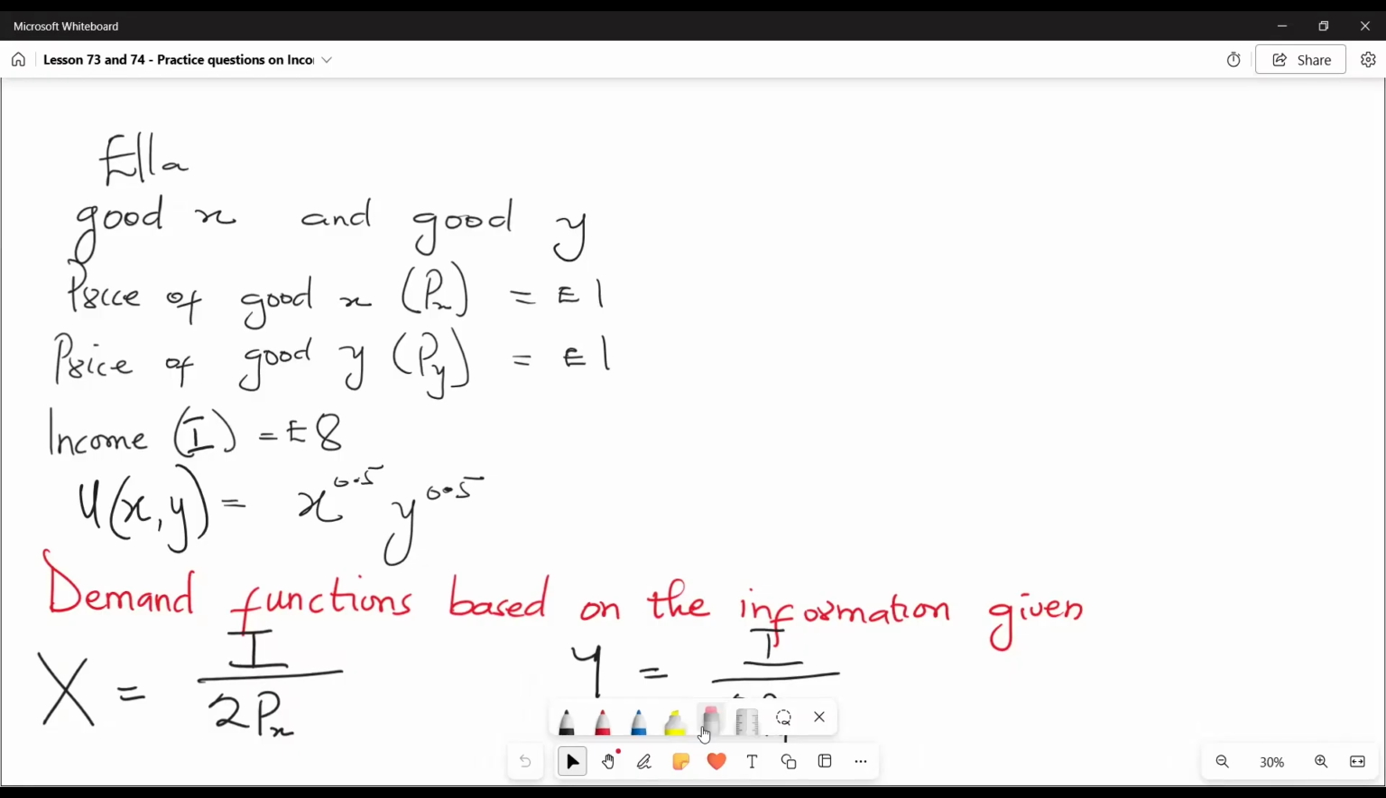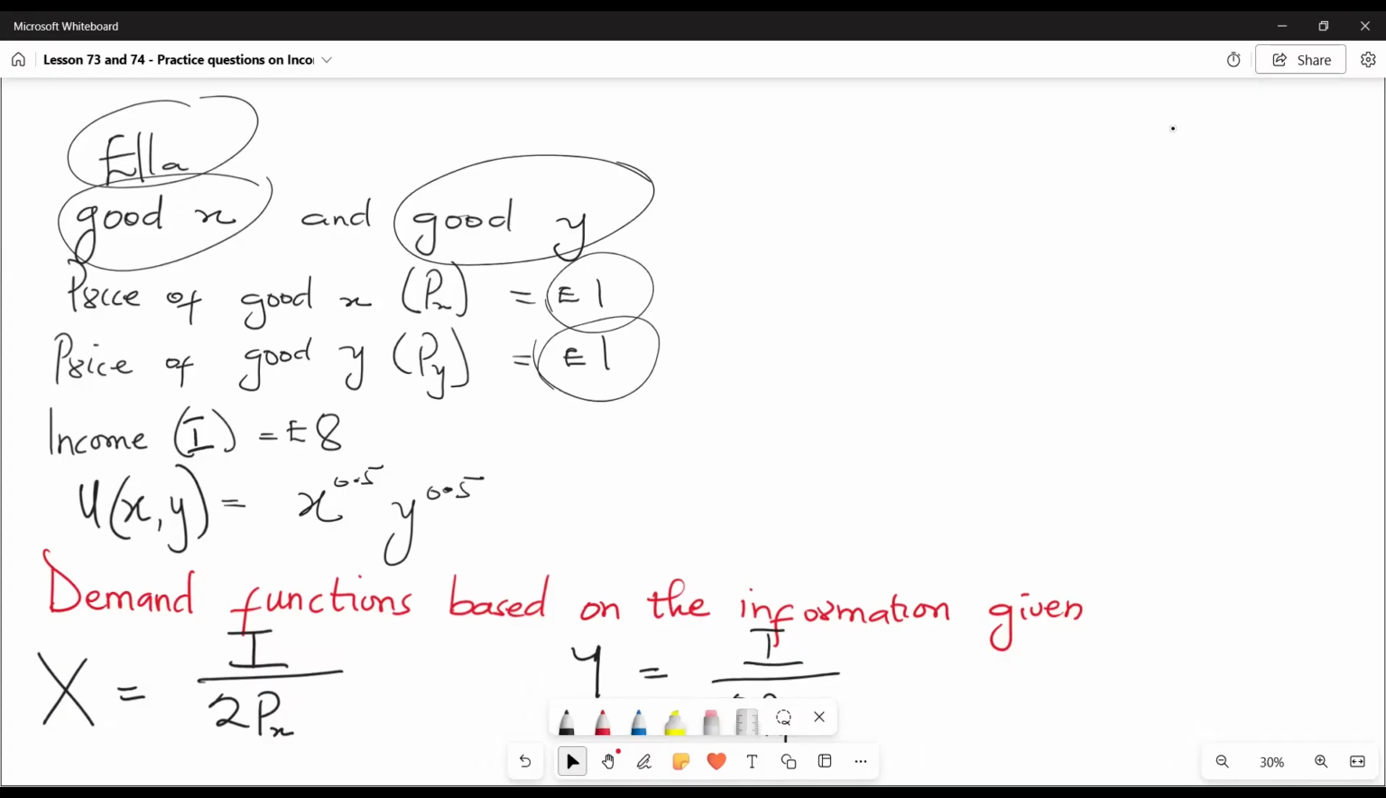Let's consider a consumer named Ella who consumed good X and good Y. The price of good X is £1 and the price of good Y is also £1, and Ella has an income of £8 per day to spend on good X and good Y.